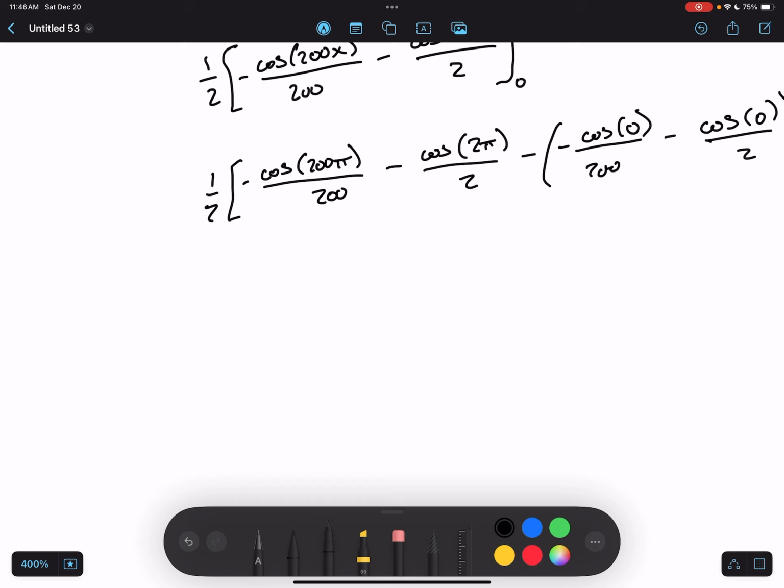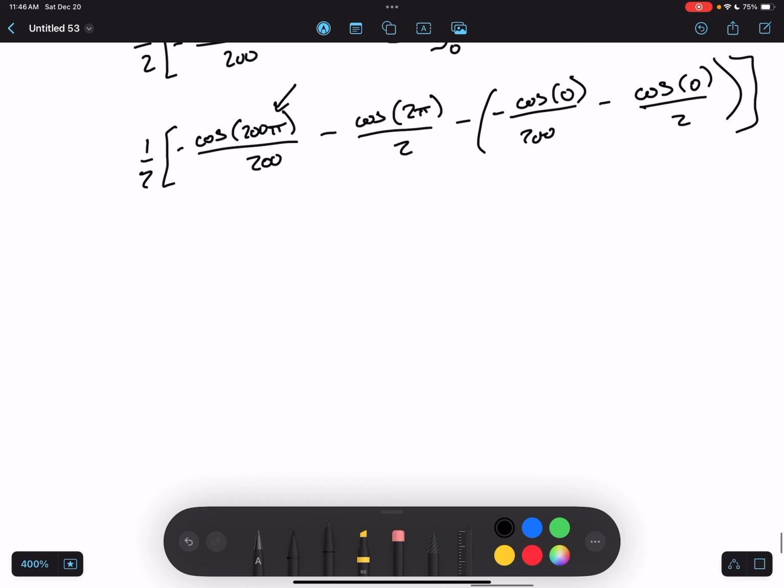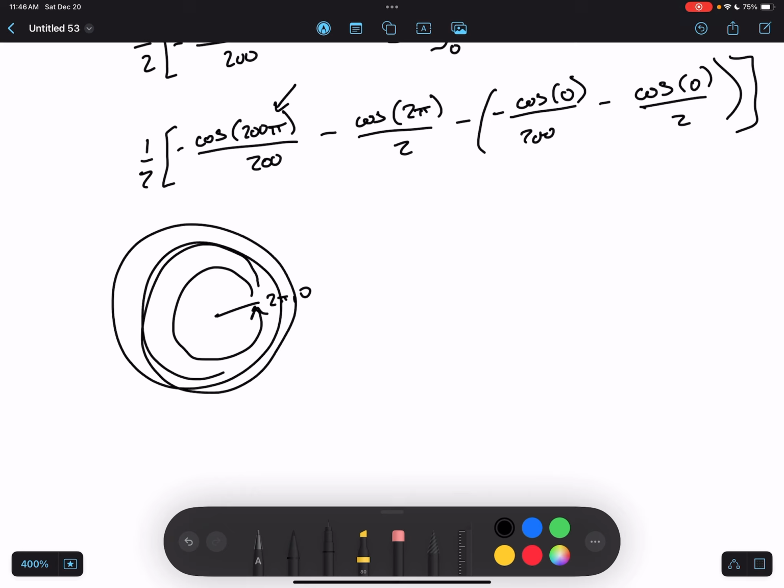Now, it's important to note that cosine of 200 pi is simply the same as cosine of 2 pi, because we'll go around the unit circle, and we'll have 2 pi radians here. This is 2 pi and 0. But 200 pi is simply, had we gone around the unit circle 100 times, that would be 200 pi. And so the result at that point on the unit circle at 2 pi radians for cosine is just 1. So this is really negative 1 over 200. So we'll write that here.